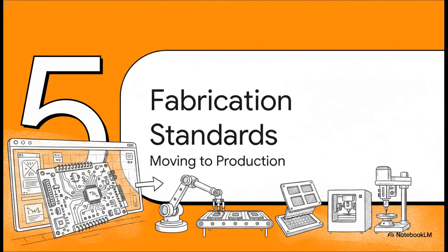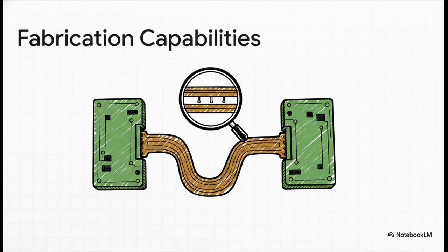All right, our final stop, Section 5, Fabrication and Industry Standards. We've done the physics, picked the components, and simulated the whole system. Now we translate those digital dreams into physical, manufactured reality. And let me tell you, modern fabrication is wild. We aren't just etching copper in a garage anymore.